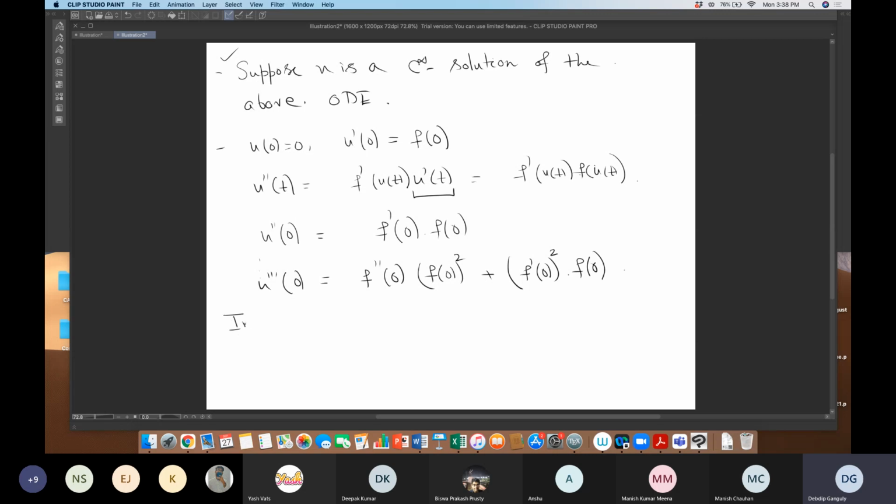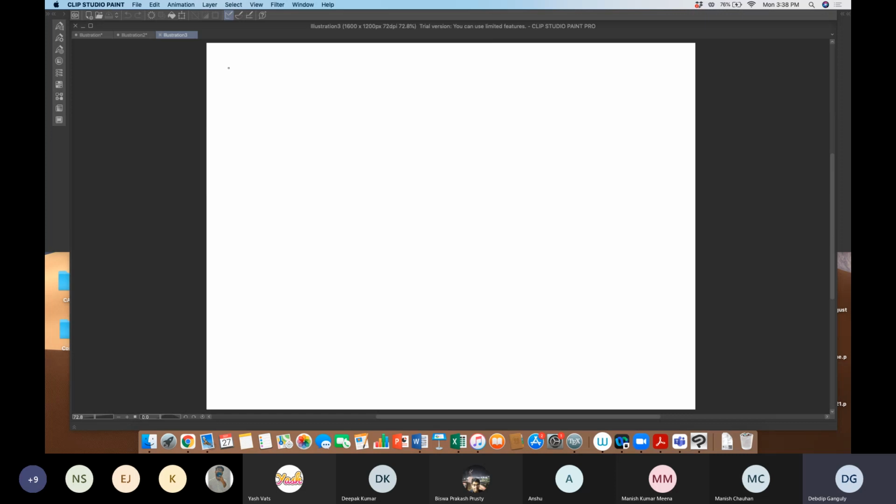In general, the nth derivative of u at the point 0 is an nth degree polynomial P n in f0, f prime 0, up to f of n minus 1 at the point 0. This is a very interesting point, where P n is a polynomial in n variables with coefficients in Z plus.